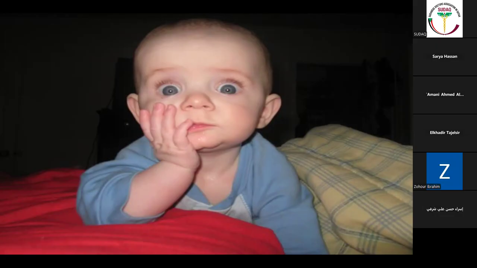Check the color of the urine. Check the posterior wall of the uterus. Excellent. Thank you so much. Who said check the color of the urine? Israa. Thank you so much, Israa.